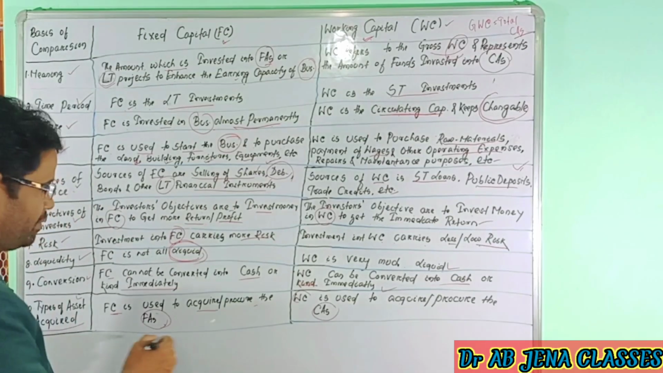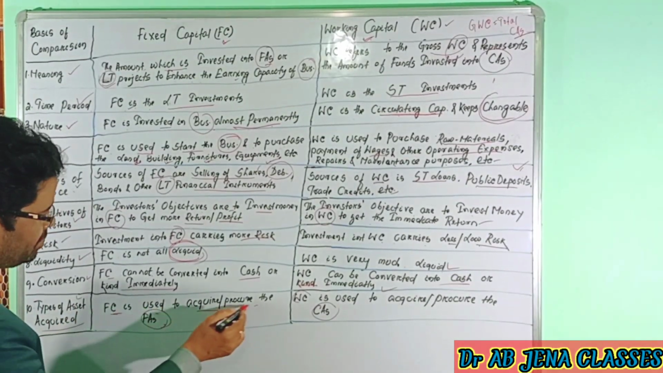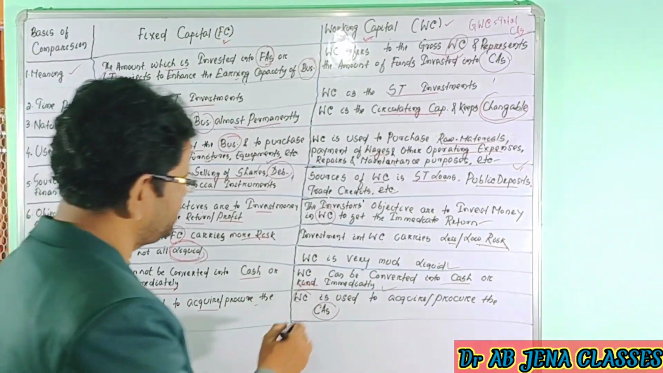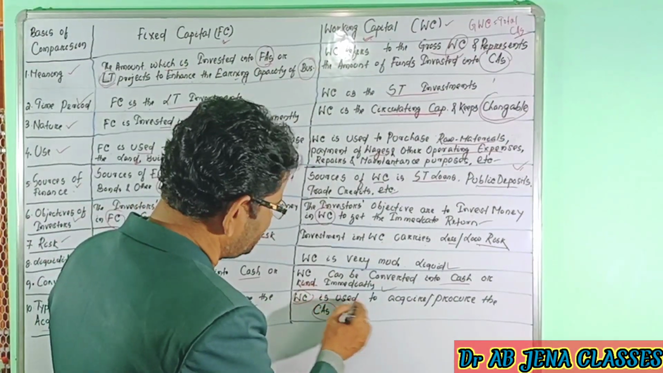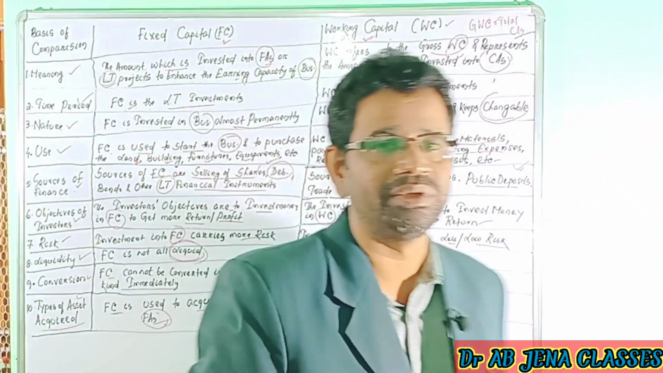Once again I am repeating, types of assets acquired. The fixed capital is used to acquire or procure the fixed assets, whereas the working capital is used to acquire or procure the current assets. So this is all about today's discussion.